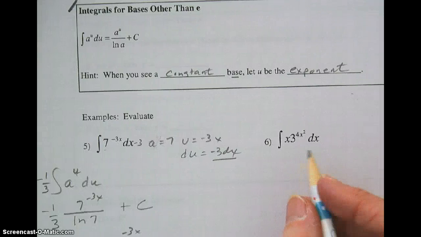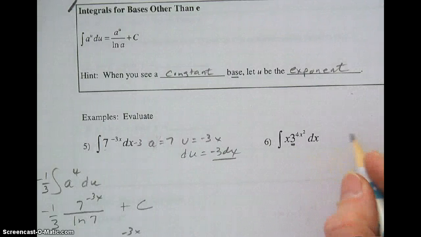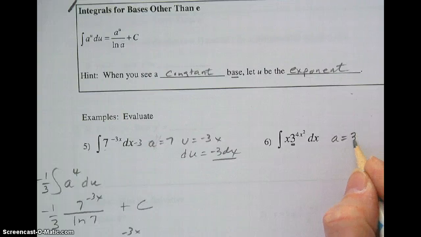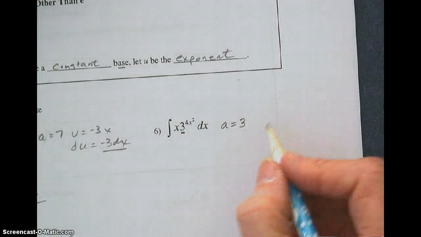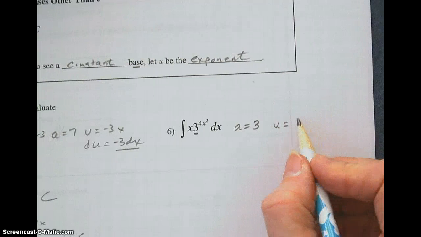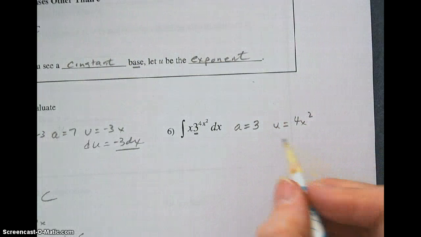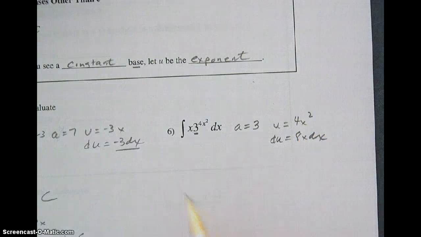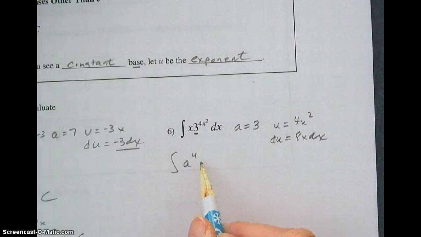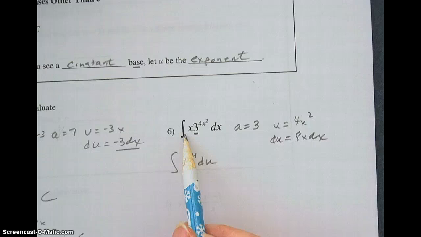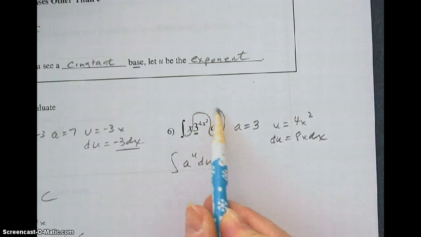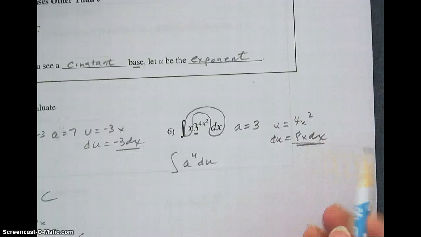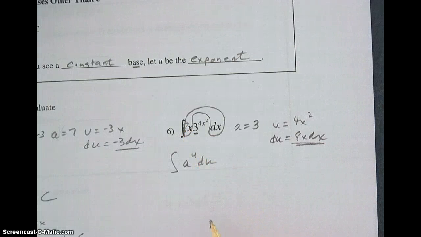And number 6, if you have a constant as the base, that's what's going to be your a. Your u, try to make that your exponent. So again, if I take du, I get an 8x dx. I'm going to try to fit this into an a to the u du rule. So again, this x and dx, we hope that that's going to be our du, so we need 8 of those on the inside, which means we need a 1/8 on the outside. Now I have everything I need.